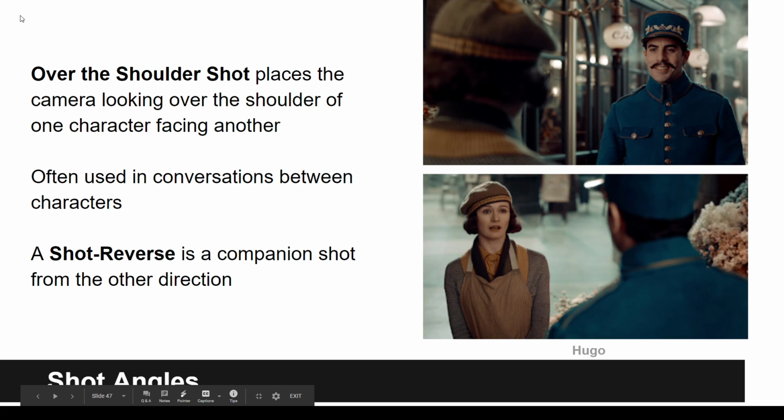Okay. The over the shoulder shot is probably one of the most common shots that a lot of us are aware of. It's where you are essentially standing behind somebody with a camera and filming another person over one person's shoulder. In this case, we have both of these characters from Hugo talking back and forth to each other, and the camera is essentially sitting above their shoulder and filming the opposite character.